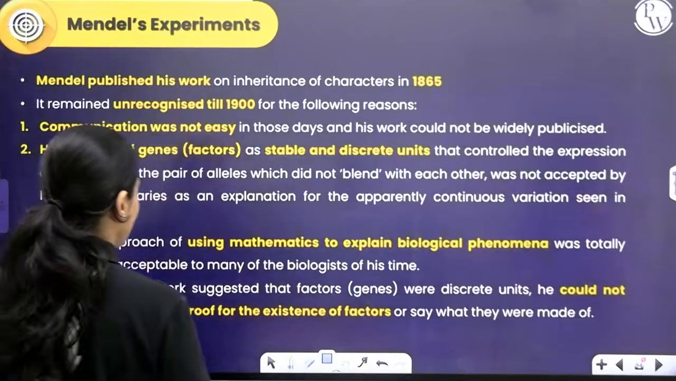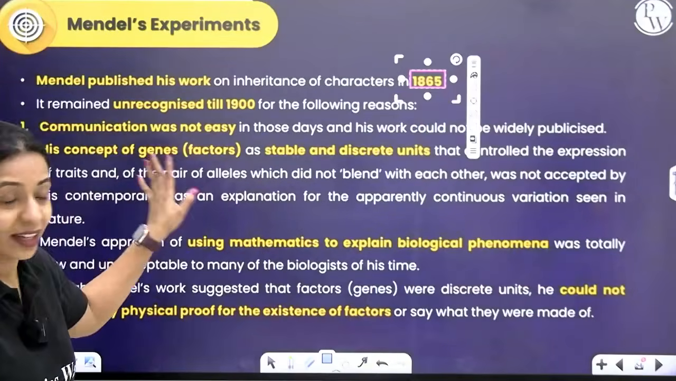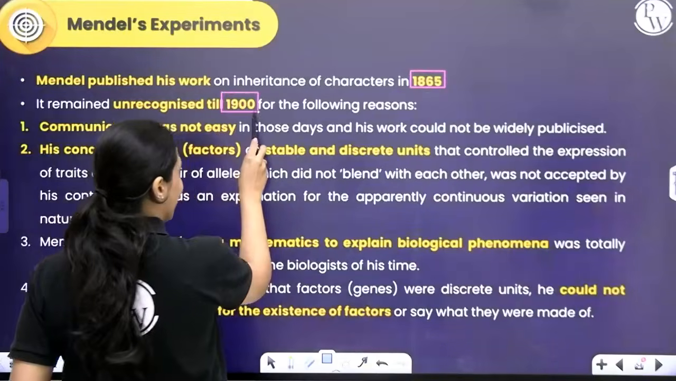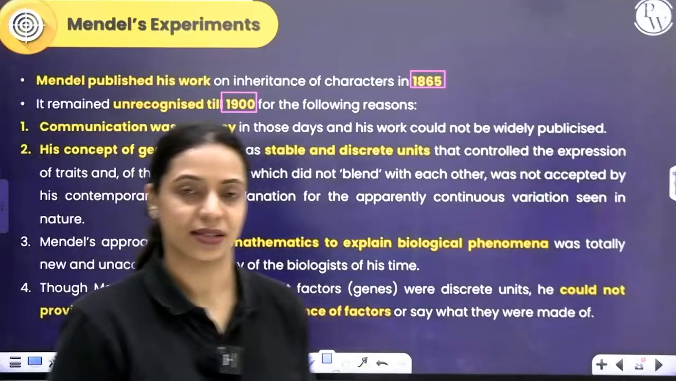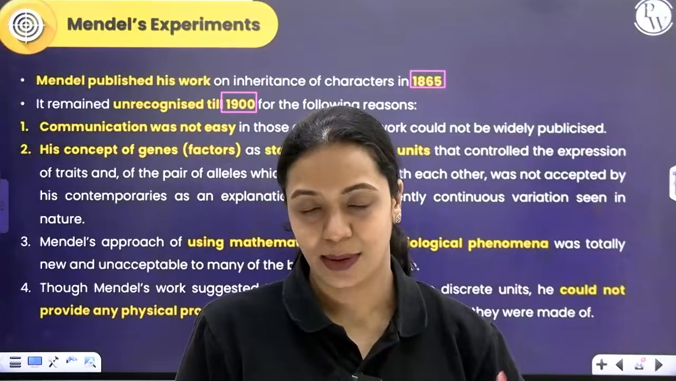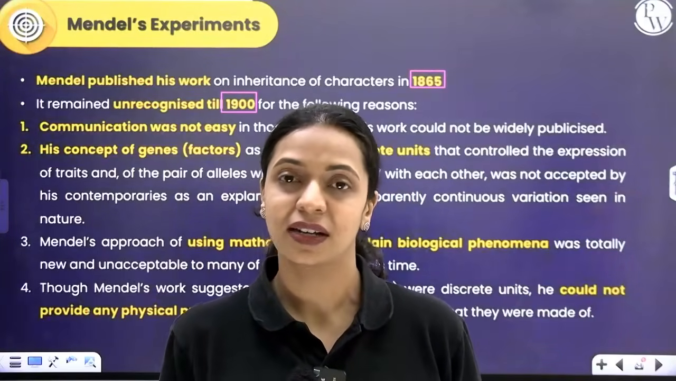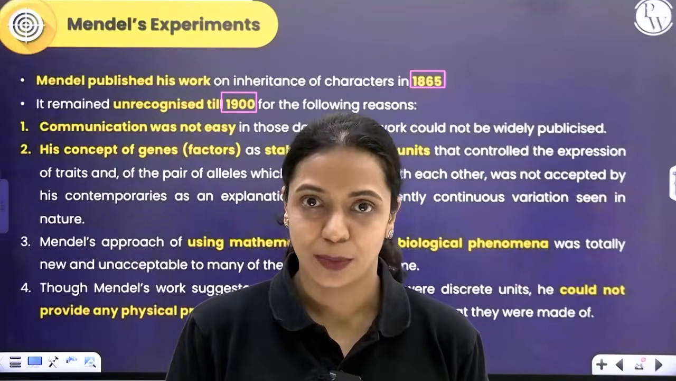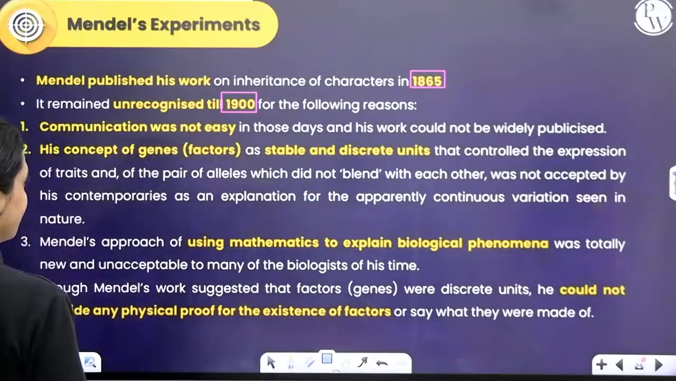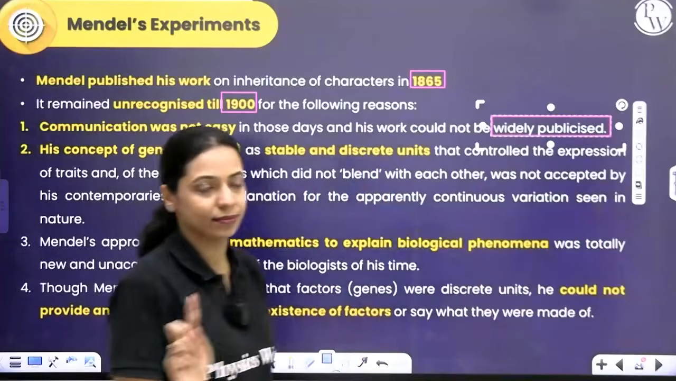He published his work on inheritance in the year 1865. It was not recognized until 1900 for a few reasons. Firstly, it was not like today's times where you post something on Instagram and it goes viral within a few hours, right? Communication was a problem. So it could not be publicized very widely, first of all.